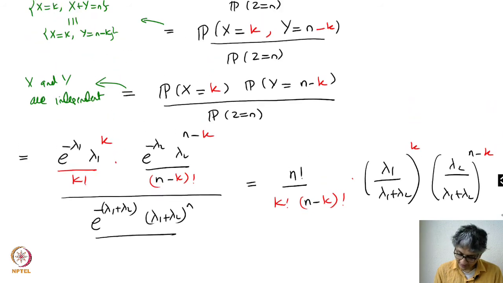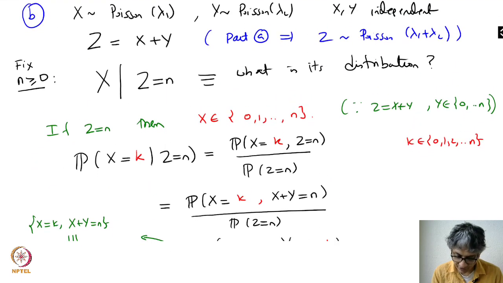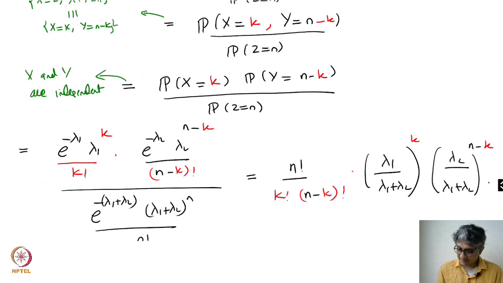So where did I start? I start off with this distribution. X is Poisson lambda 1, Y is Poisson lambda 2. They're both independent. I want to understand the distribution of X given the fact that Z is equal to n, and I came up with this formula: the probability that X equals k given Z equals n, after this computation, gave me this answer.